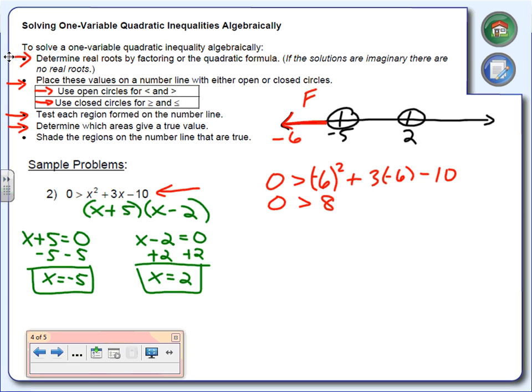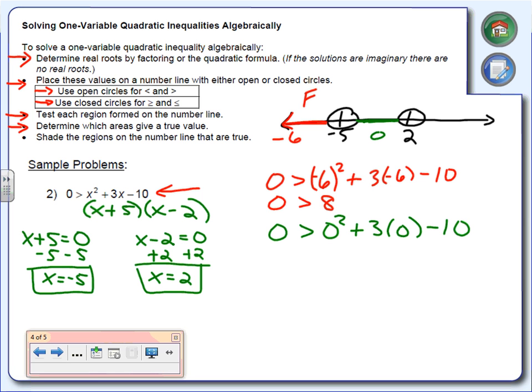Okay, so now I'm going to test this region right here. So I need a number that falls between negative 5 and positive 2. Give me a number. 0. Okay, so I'm going to test 0. So what we're going to do is come over here, take out all the x's, plug in a 0, and let's see what we end up with here.